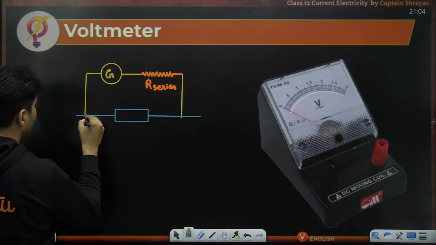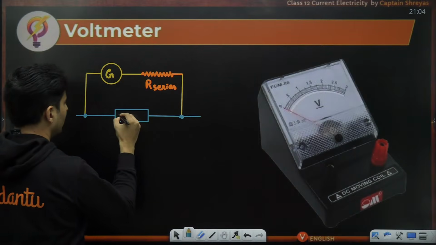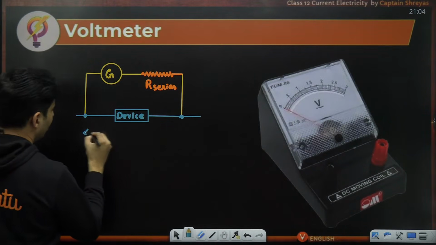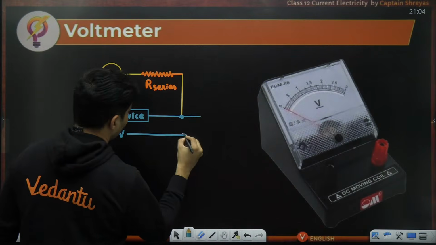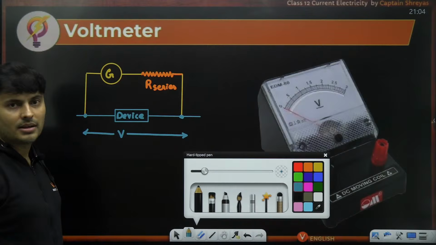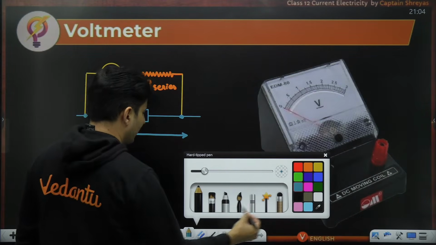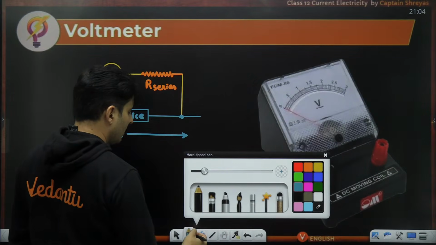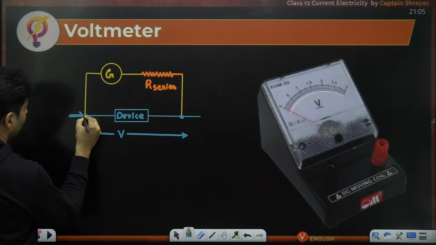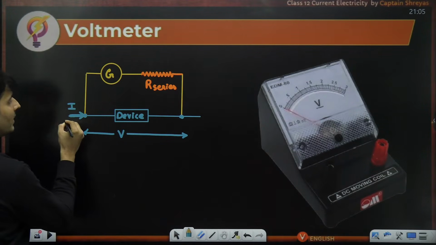So you want to measure the voltage across these 2 points of that device. That's it. So you can measure that particular voltage by seeing how much deflection is there over here. So say, for example, a large amount of current enters over here. A large amount of current will enter over here.